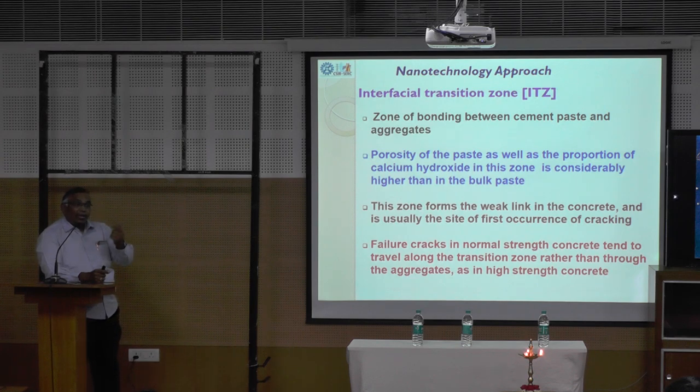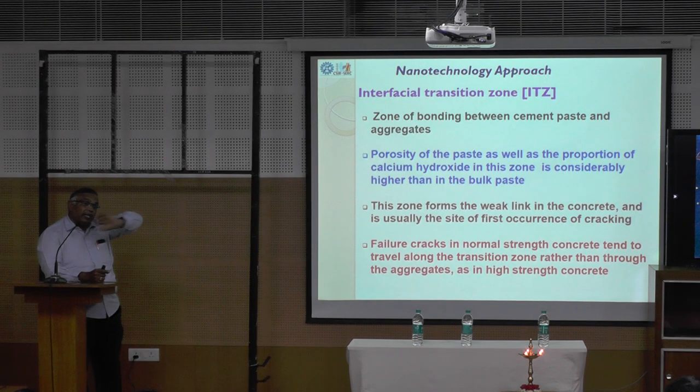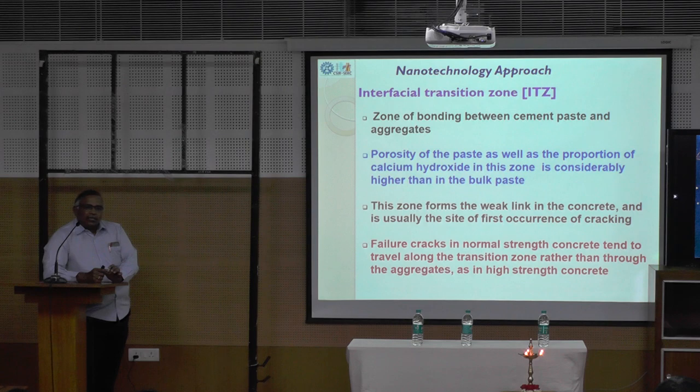But what will happen? Initially the crack is formed inside, near the aggregates or near the reinforcement. Near the reinforcement it has happened, then visibly you can see. Why? Okay. And in RCC, how do you find the corrosion? Any of you? We are putting a very good steel inside the concrete, so why is it corroding? How does it corrode?